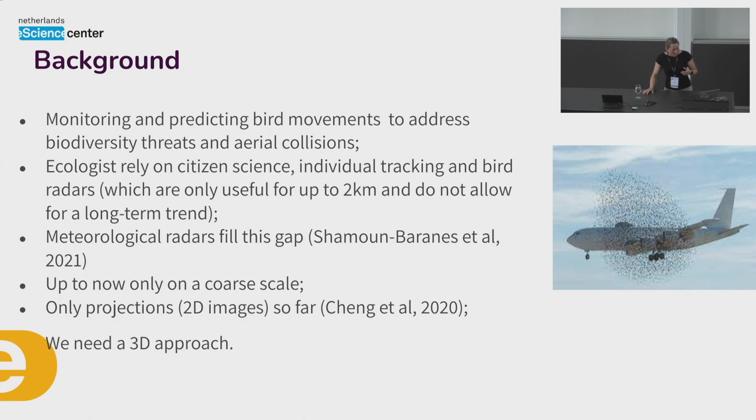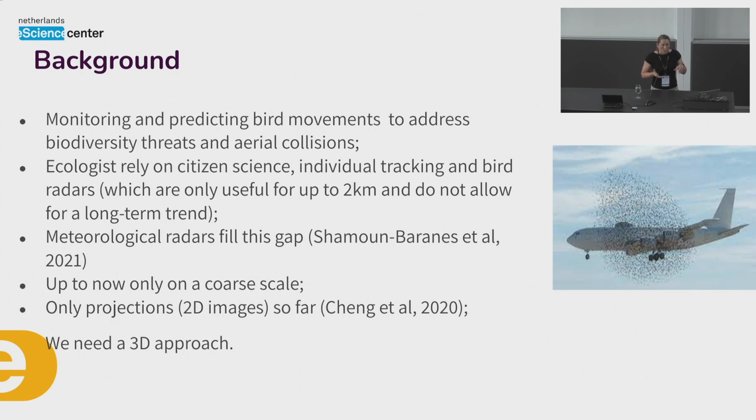Individual tracking is also being used, and bird radars. I must say I'm not a specialist in the domain. I know what I need to know for this project, but bird radars are a specific type of radar used to track birds up to 2 kilometers. Compared to weather radars, which reach up to 200 kilometers, that is quite a difference. So we cannot use this data for long-term monitoring. Scientists did realize that meteorological radars can fill this gap.